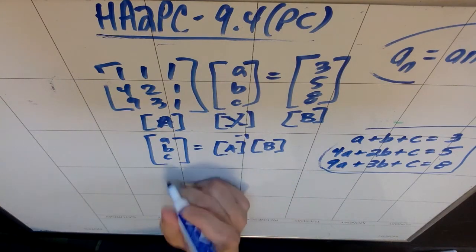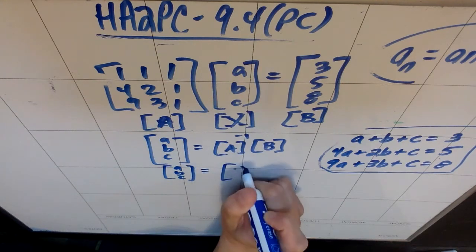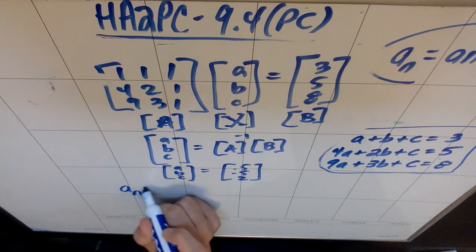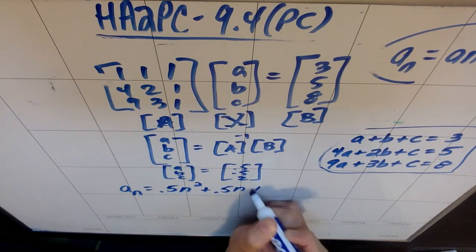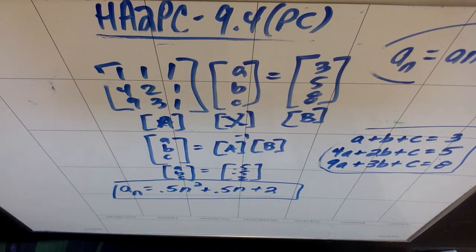So what ends up happening from that is that I get that A, B, C is 0.5, 0.5, 2. So my answer is that A sub n is 0.5 times n squared plus 0.5 times n plus 2. And that's not something you were going to come up with easily on your own. So that's my explicit term for the nth term of this sequence.